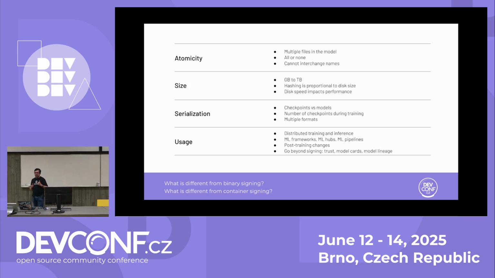The problem with the size is that in order to sign, you have to hash every bit of the model on disk, and now you are depending on the disk performance. So very large models will take a long amount of time to sign. And now you get into the next problem about serialization, where ideally you would want to sign both the end model, so the result of the training, but also every checkpoint that gets generated during training.